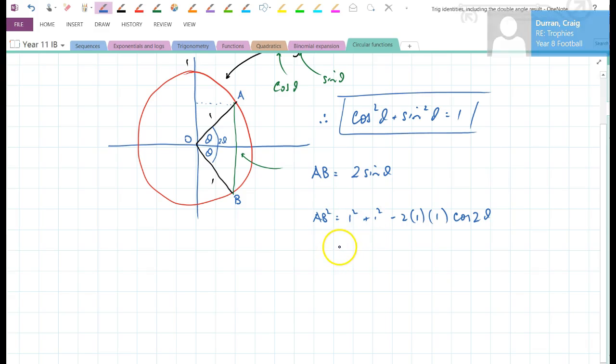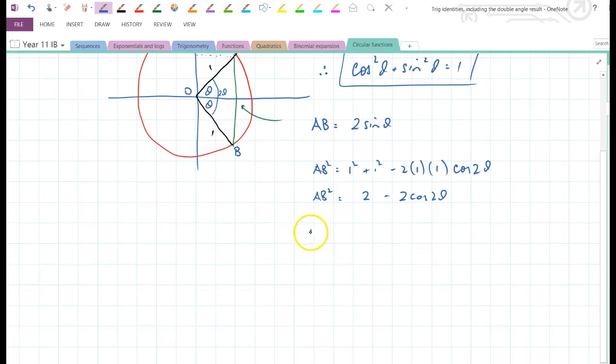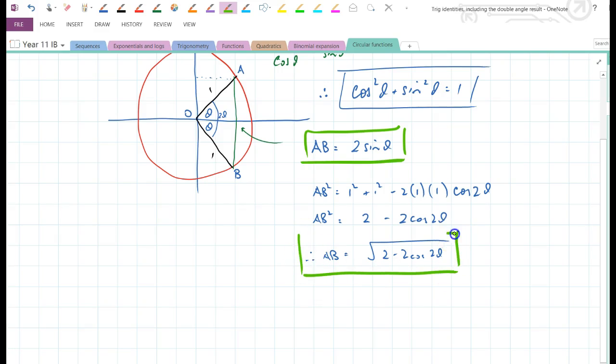As promised, a little double angle result is about to appear. So AB squared equals this. Let's just do a little bit of work on that. That's 2 minus 2 cos 2 theta. That's AB squared. Alright, we want AB, so therefore AB is equal to the square root of this. I don't need to consider the negative of it, do I? Because AB is a length. Now, let's step back and take a little look at this. I've got a result there for AB, and I've got a result there for AB.